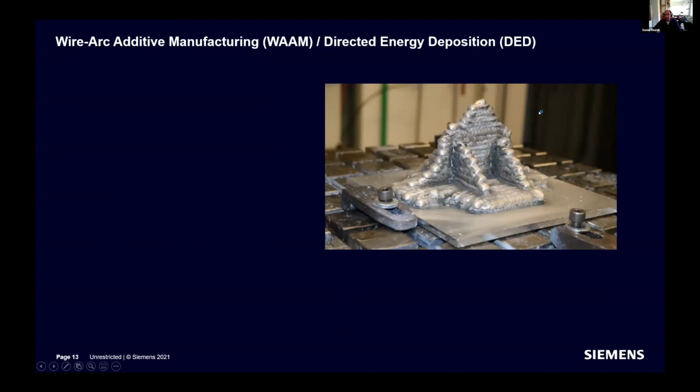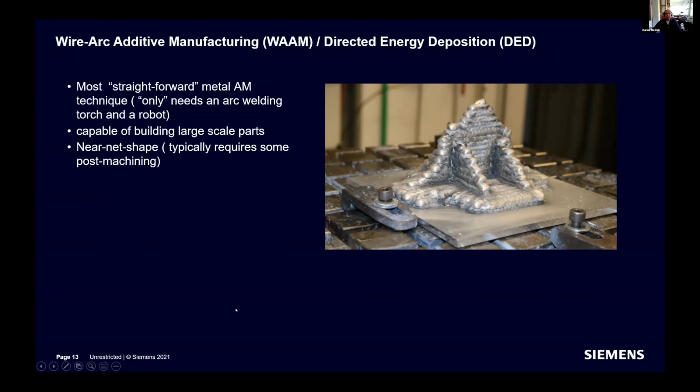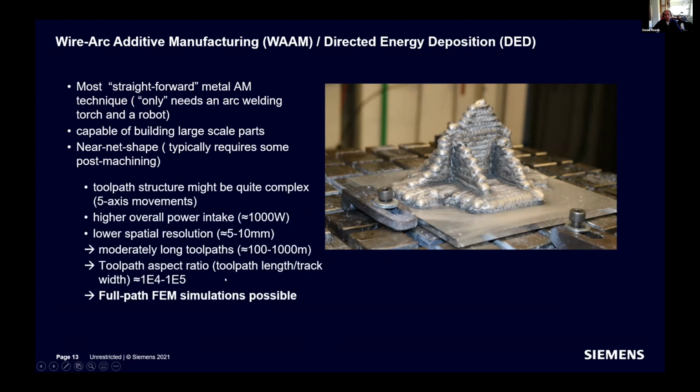So going over to wire arc additive manufacturing, the parts may look like this. Not so beautiful, they typically need some post machining. This is maybe the most straightforward metal AM technology. You only need an arc welding torch and a robot. You are clearly capable of building much larger scale parts, and as I said, you are near net shape.